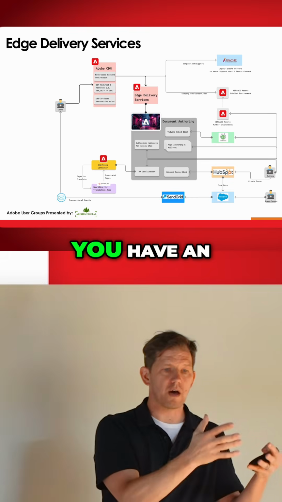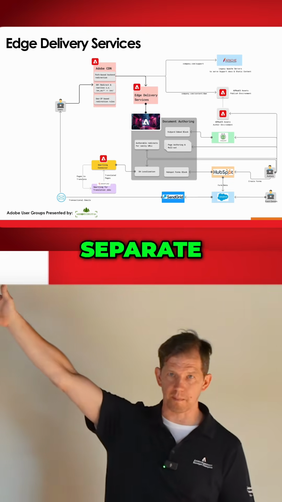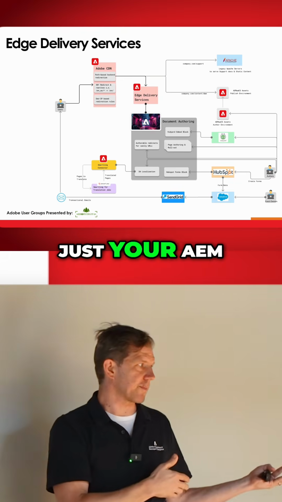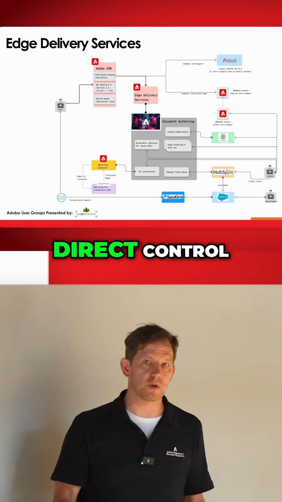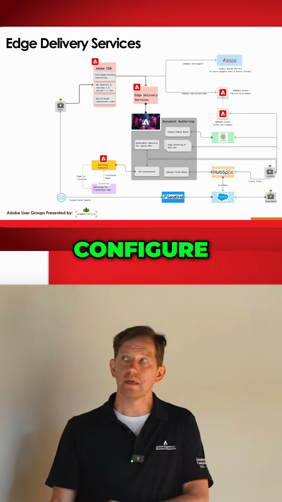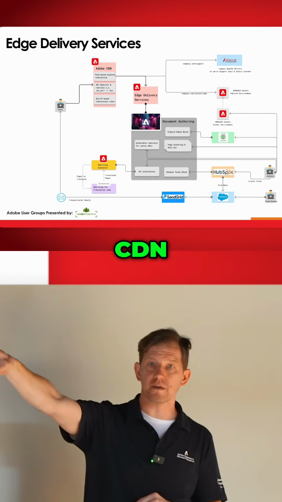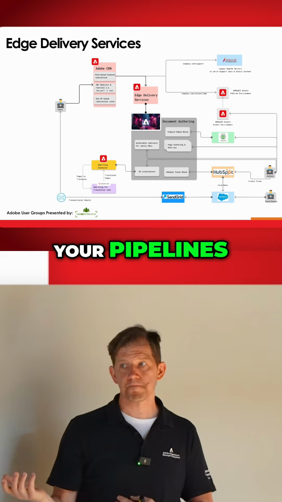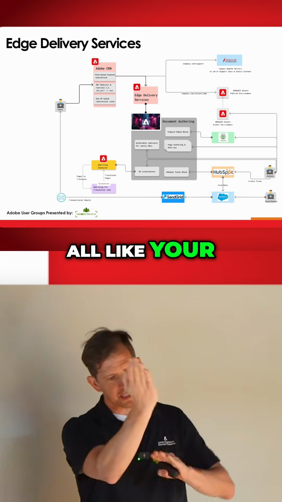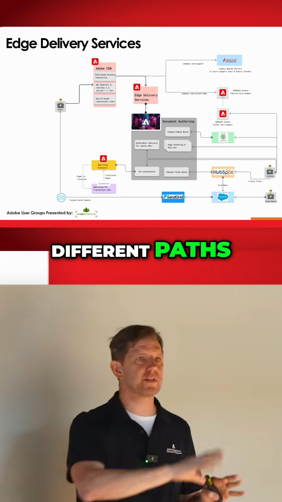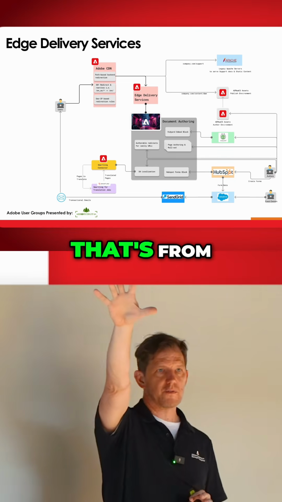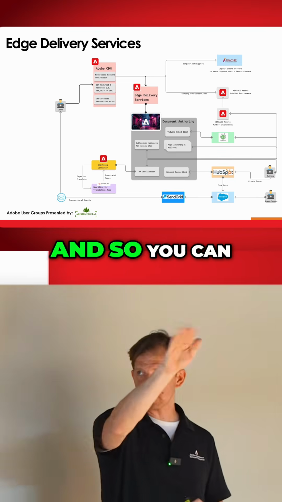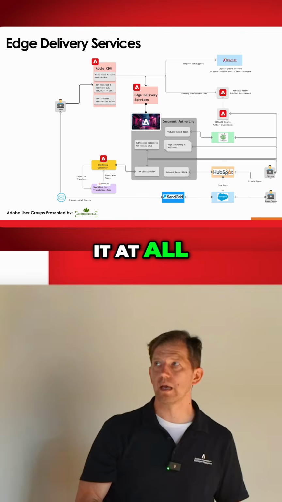A lot of times you have an Akamai team that's totally separate from the marketing team, because Akamai is running everything else, not just your AEM, right? So a lot of times you don't have direct control over your Akamai and it's a real pain to configure. This puts your CDN configurations in the same hands as the people who are rolling out your pipelines. So you can do all your different backends for different paths. And I have this one crusty old thing from 1993 that I still have to keep serving, and it's over here. So you can just configure your CDN to point at it.